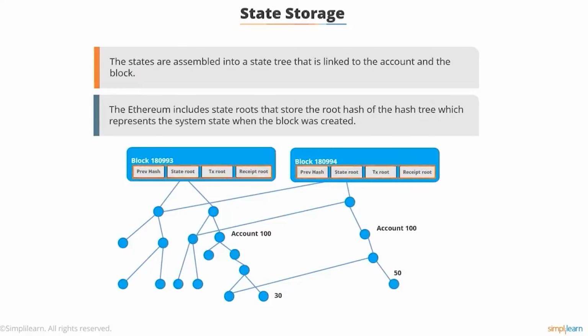The block header, as seen in the image on the screen, contains the previous block hash and 3 Merkle trees. These trees are to maintain the state, to maintain the transactions, and to maintain the receipts. Also, each block always refers to its previous block's hash.